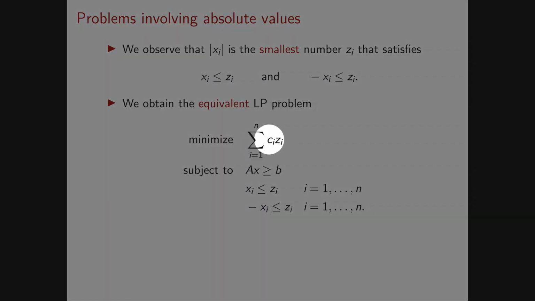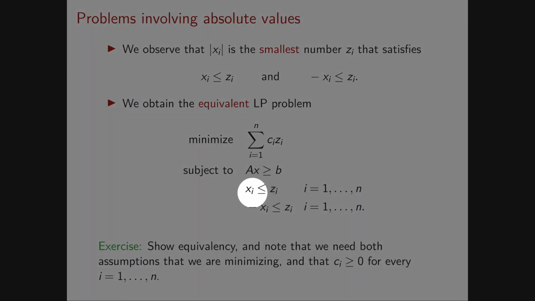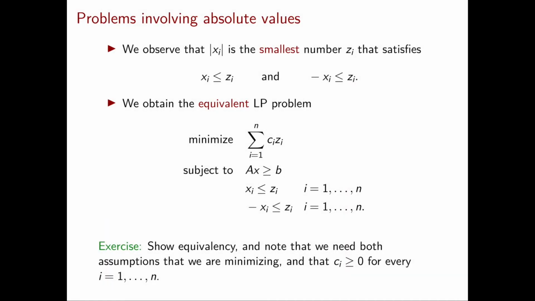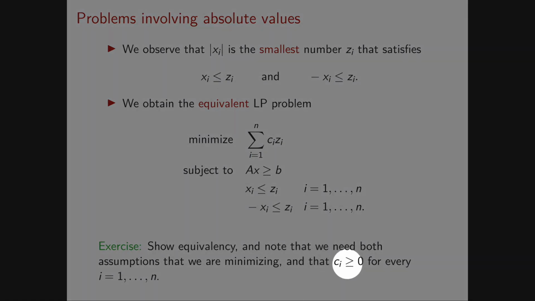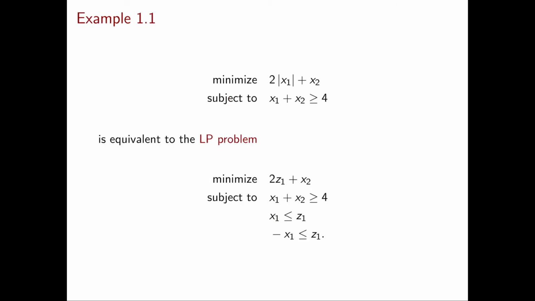Minimize the sum of ci zi subject to Ax greater than or equal to b, which were our original linear constraints, and xi less than or equal to zi and minus xi less than or equal to zi for every i. This is a linear programming problem with variables xi's and zi's. Once again, you should show that the linear programming problem that we have obtained is indeed equivalent to the one we started from. In proving this, you will realize that the assumption that all the ci's are greater than or equal to 0 is fundamental for this equivalency to hold. Let's see an example.